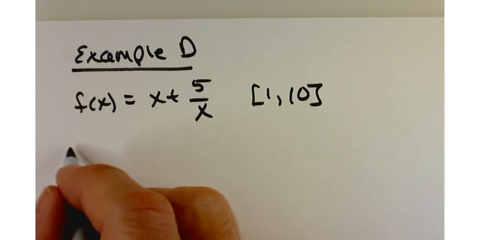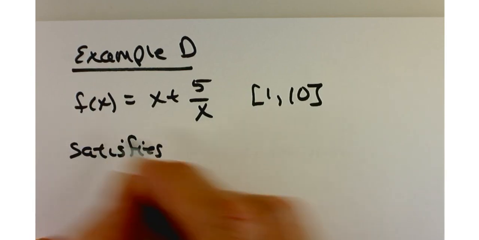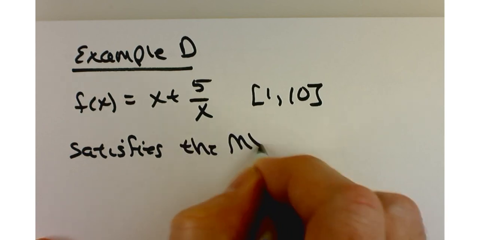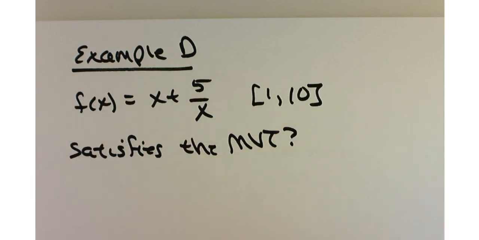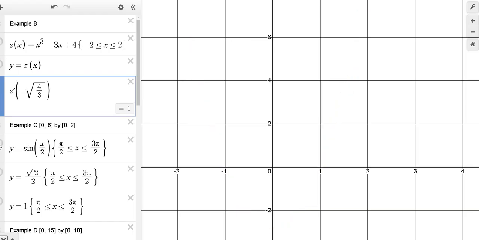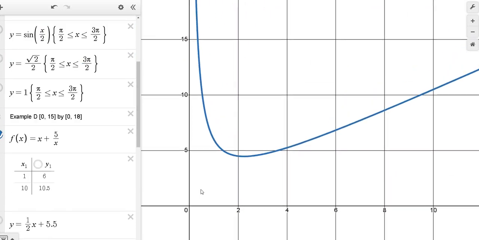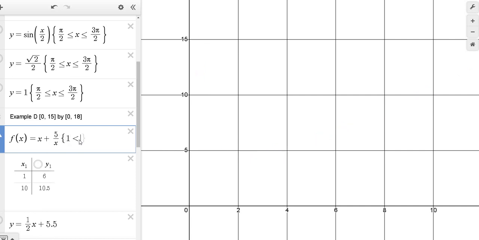Let's find out. So let me shut off these graphs and move down to example D. We're going to look at this on the interval from 1 to 10. So let me do this: 1 less than or equal to x less than or equal to 10.